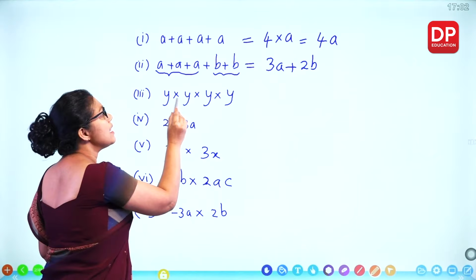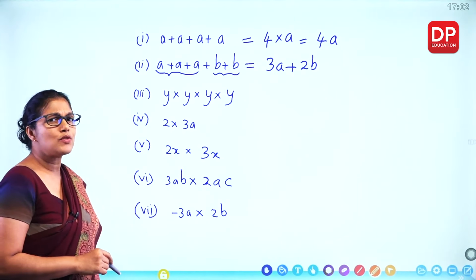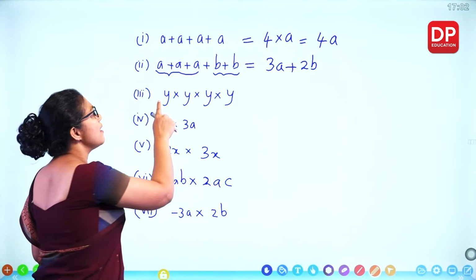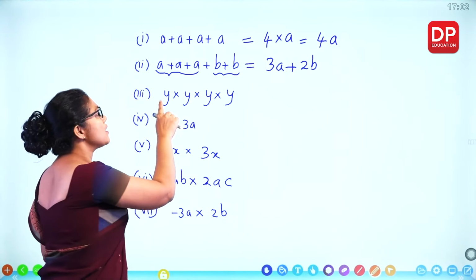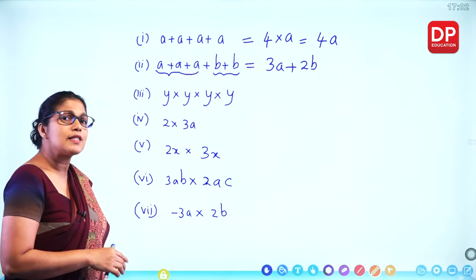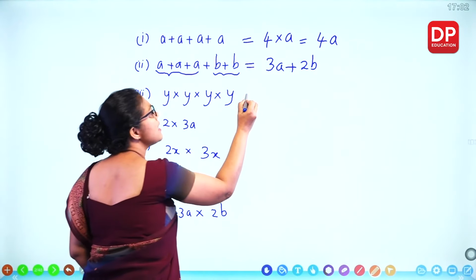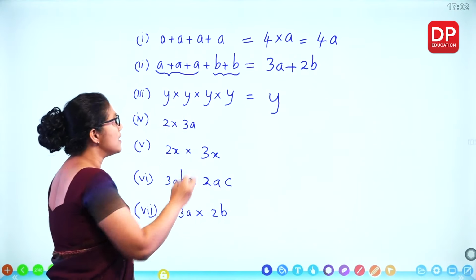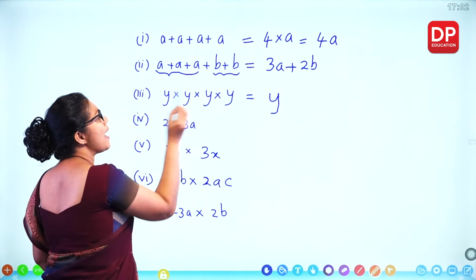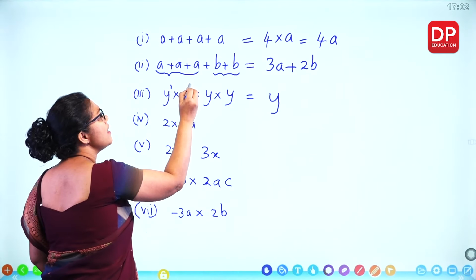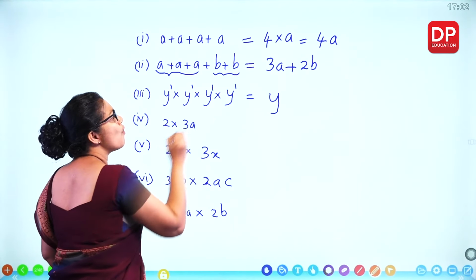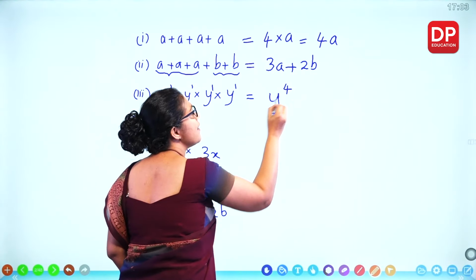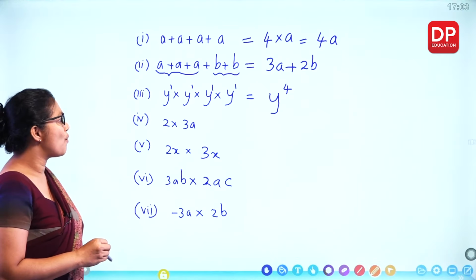Now look at the third one. You get a multiplication sign. What happens when you multiply letters like this? It's not the same as y plus y plus y. This is multiplication. When you multiply, you get the letter as a power. How many times do you multiply y? This is 1, 2, 3, 4. 4 times you are multiplying the same letter. So here we can write y to the power 4.